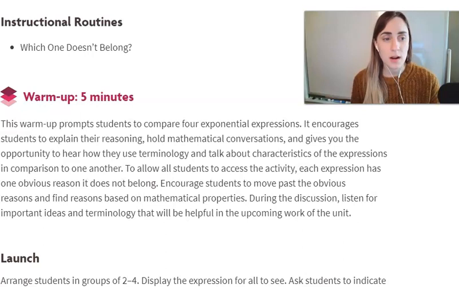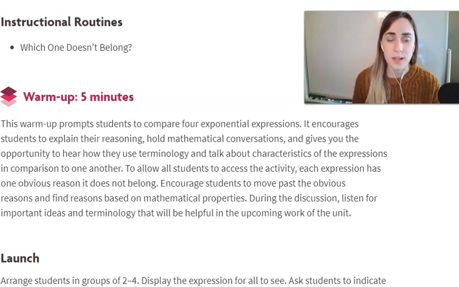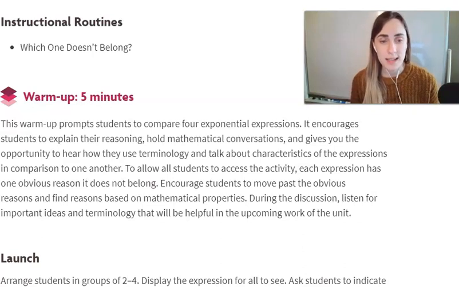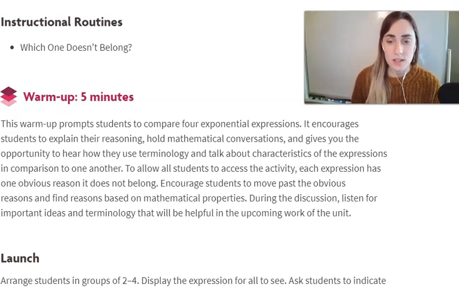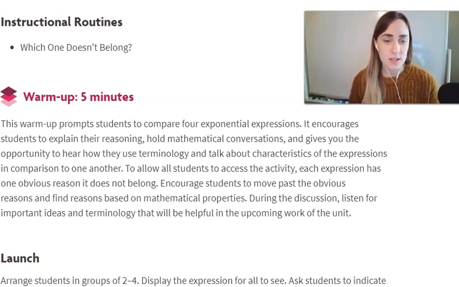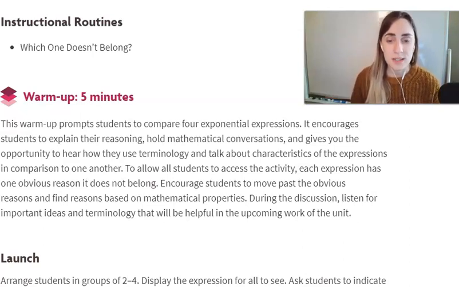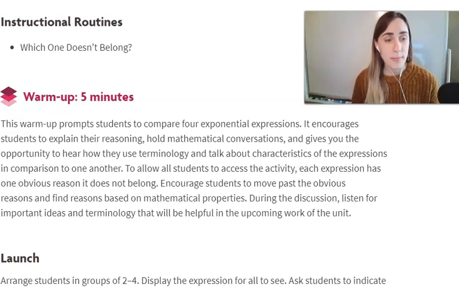So this first part that they state here really applies to any time you're doing which one doesn't belong. The second sentence where it says, it encourages students to explain their reasoning, hold mathematical conversations, and gives you the opportunity to hear how they use terminology and talk about characteristics. So in this lesson, we're looking at characteristics of expressions in comparison to one another.